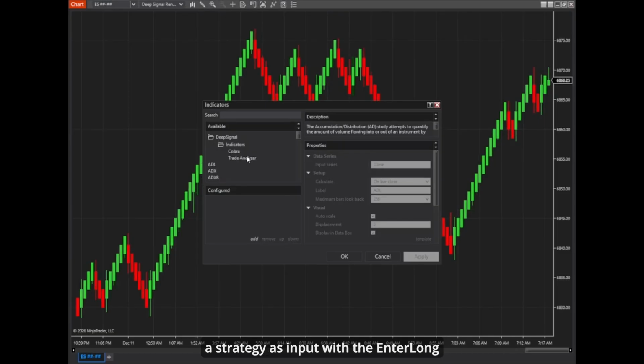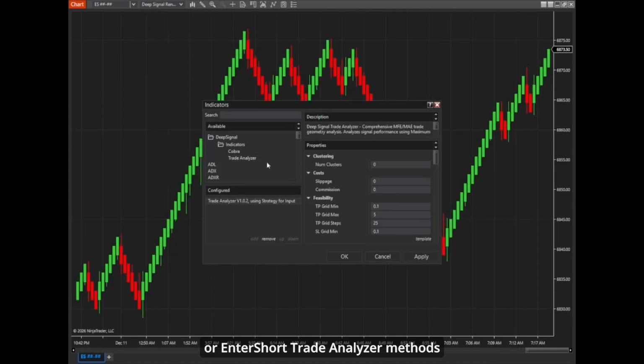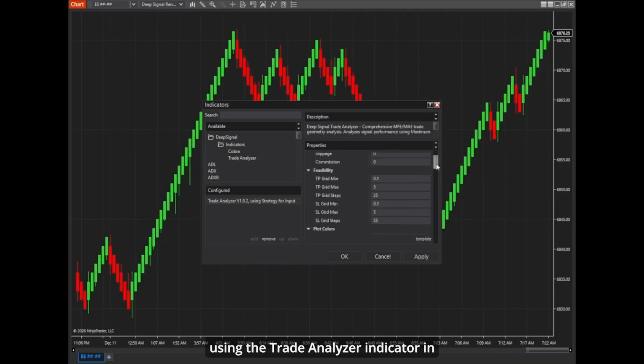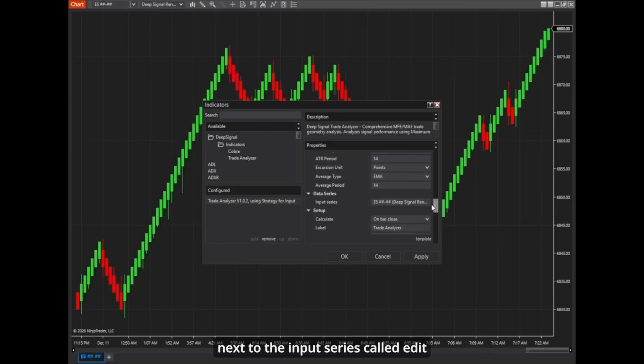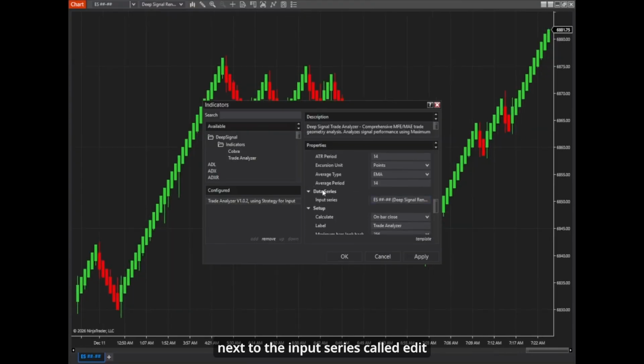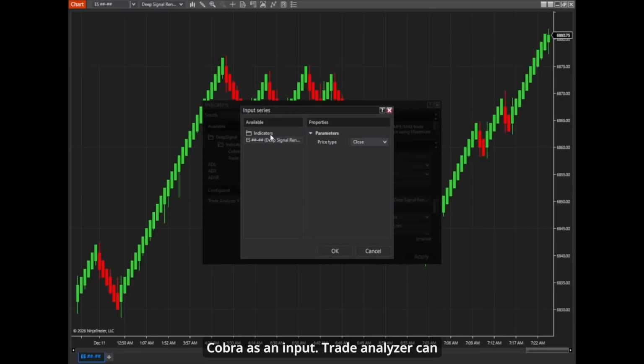You can also use a strategy as input with the Enter Long or Enter Short trade analyzer methods, using the Trade Analyzer indicator in your strategy. Here we are going to select the field next to the input series called Edit Input. This will allow us to add Deep Signal Cobra as an input.